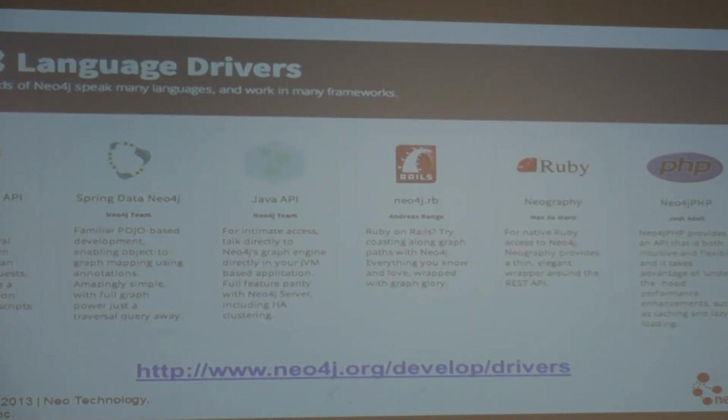Okay. So languages, it's supported. Of course, it's like with anything, it's going up to any of the major languages. They say they have 20 drivers to hook it up.